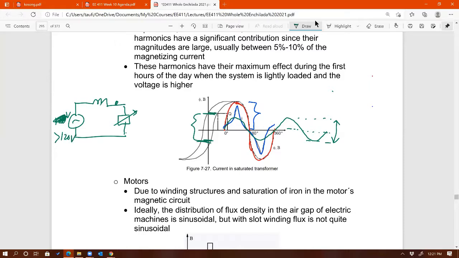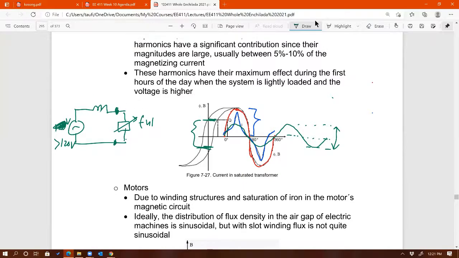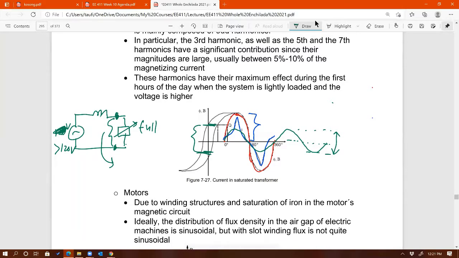That's the source. The way we design the system is that at full load, this voltage right here should be 120 RMS. That is how we design it. But then what happens when the load is not full? What happens if the load is not 100%? That happens every day. Then this voltage is going to go up, higher than 120.